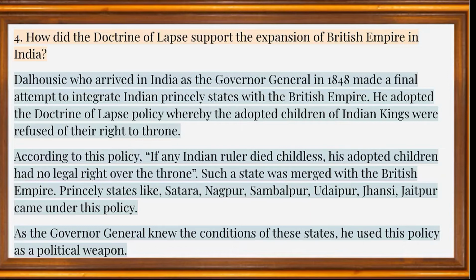According to this policy, if any Indian ruler died childless, his adopted children had no legal right over the throne. Such a state was merged with the British Empire. Princely states like Satara, Nagpur, Sambalpur, Udaipur, Jhansi, Jaipur came under this policy. As the Governor General knew the conditions of these states, he used this policy as a political weapon.